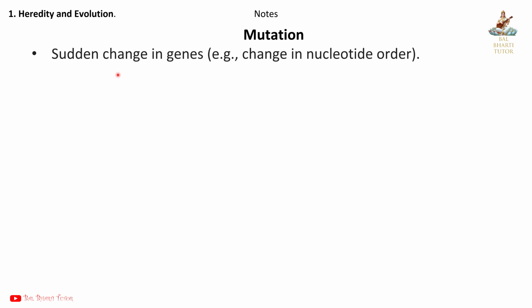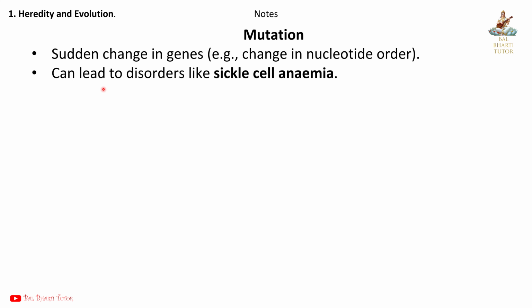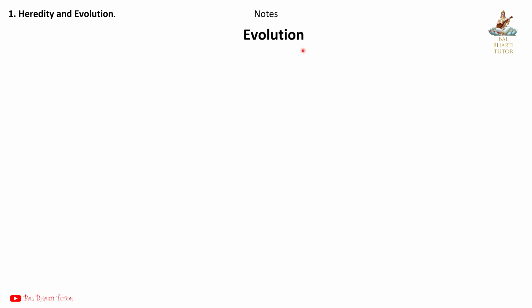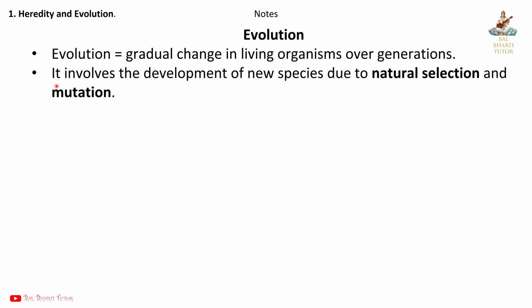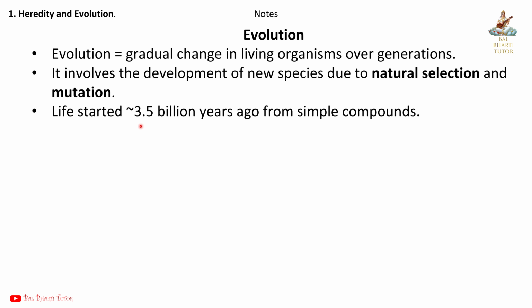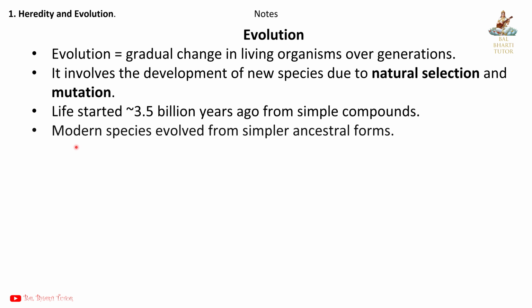Next, mutation: sudden change in genes, example change in nucleotide order, can lead to disorders like sickle cell anemia. Next, evolution. Evolution is gradual change in living organisms over generations. It involves the development of new species due to natural selection and mutation. Life started approximately 3.5 billion years ago from simple compounds. Modern species evolved from simpler ancestral forms.